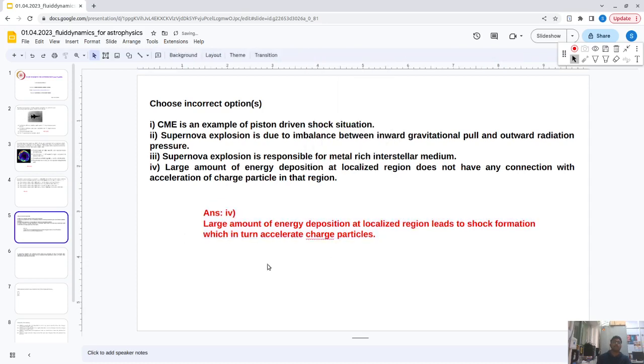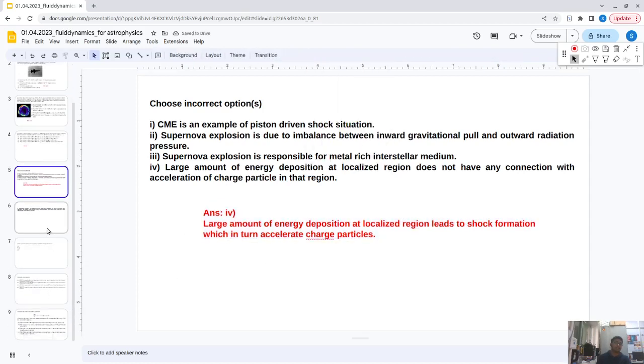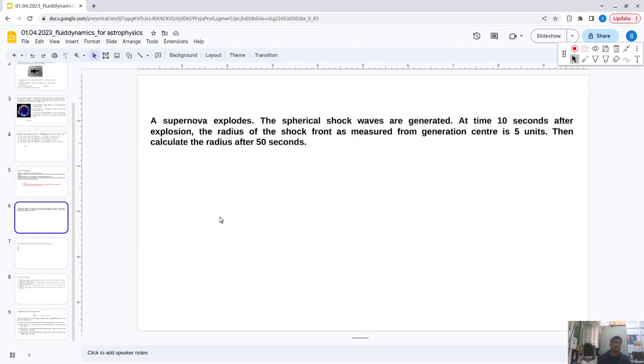Yeah. Now the next one is a supernova explodes. The spherical shock waves are generated.